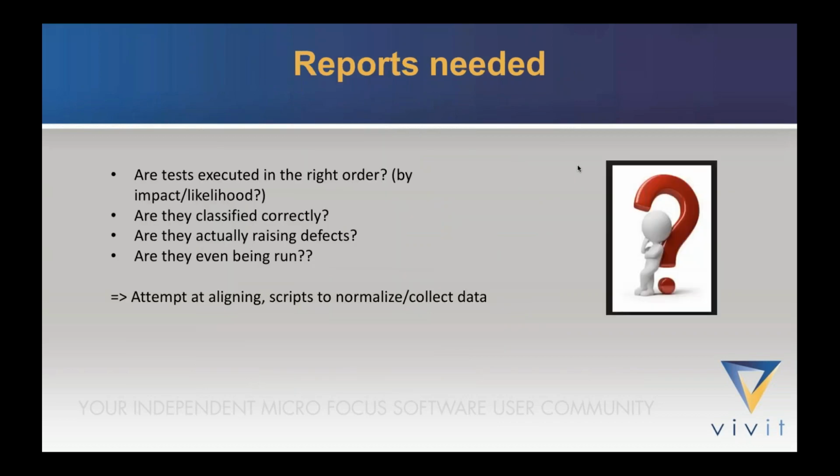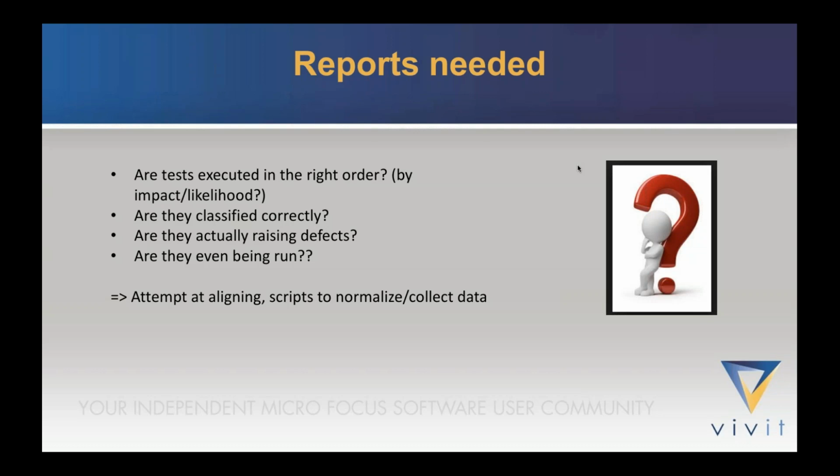So the reports they wanted were along the lines of, are the tests executed in the right order? So really what they wanted, of course, was to execute the tests first that had a high impact and high likelihood. And what they found, the quality output was poor. So they just wanted to know. But of course, with all this variation in all the list values, it was a complete nightmare for me to pull out that sort of information.